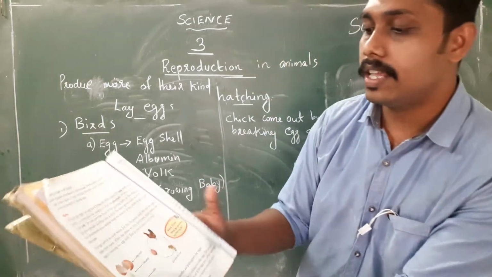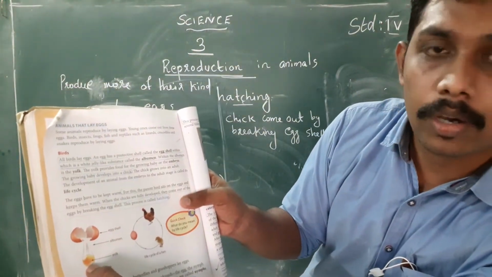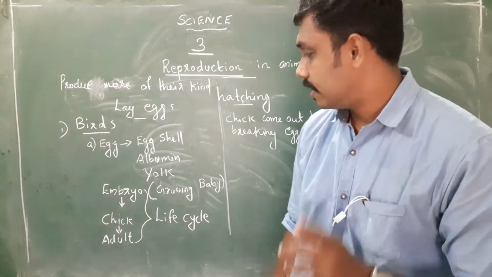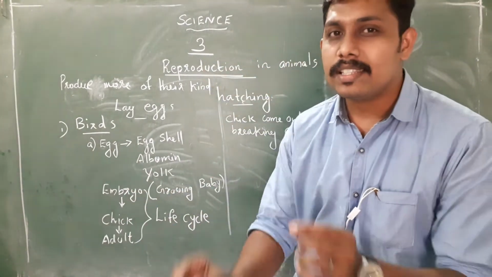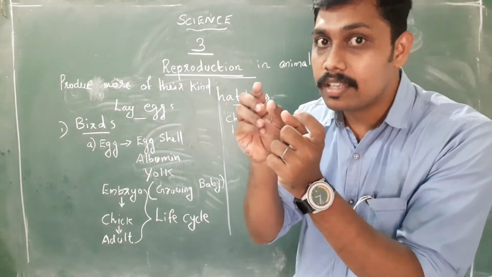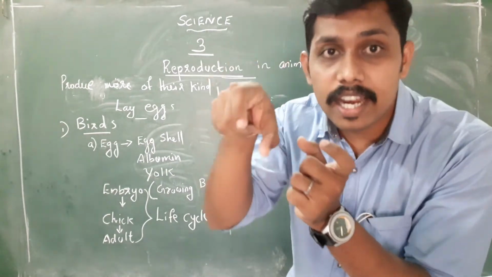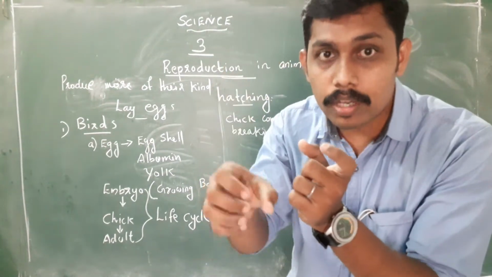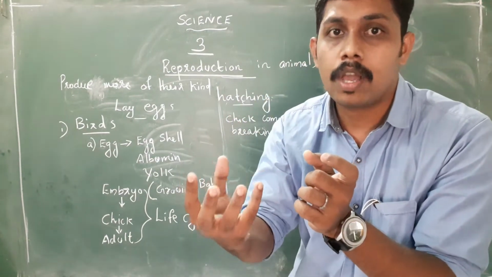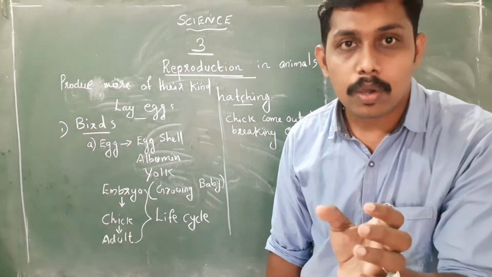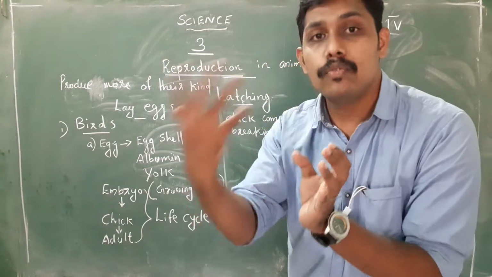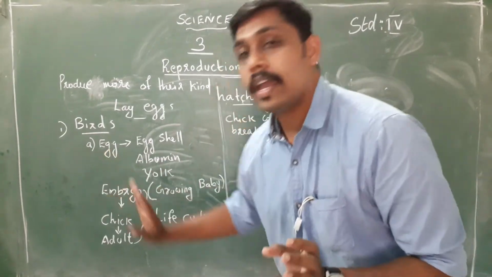Y-O-L-K, yolk. You can see that this is the yolk. What does the yolk have? The embryo. That is the living thing inside the egg, the growing baby inside the yolk. This yolk provides food to the growing baby, or embryo.